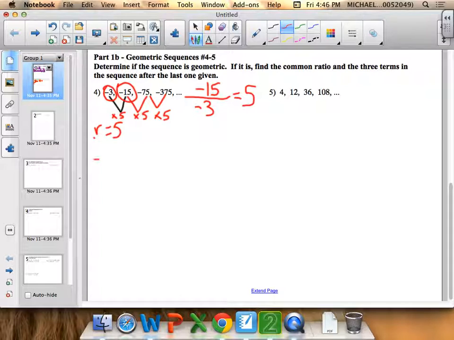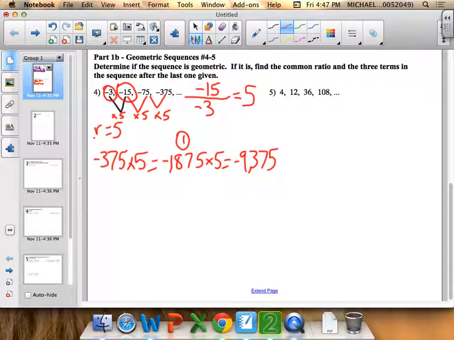The next 3 numbers in line: negative 375 times 5 equals, now I can't do that in my head, so I'm going to use my calculator, times 5 is negative 1875. That's my first number. Then I times that by 5, and that is negative 9,375. That's my second number. And finally, I times that by 5, I get negative 46,875. That's my third number.